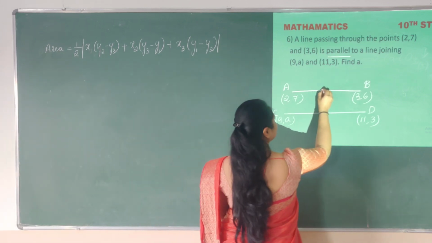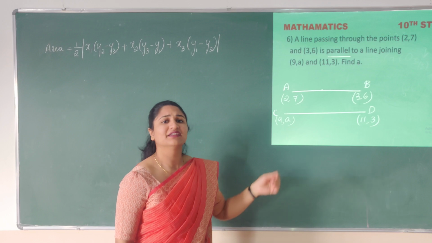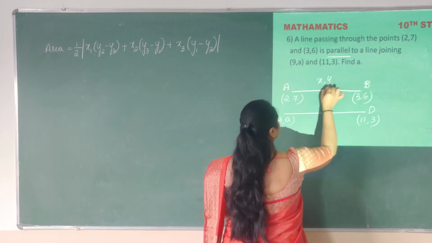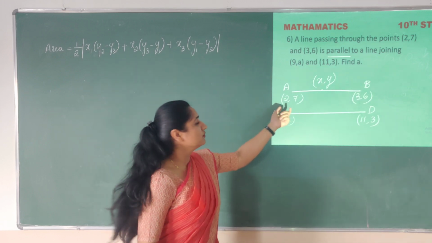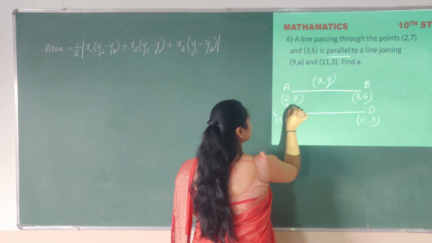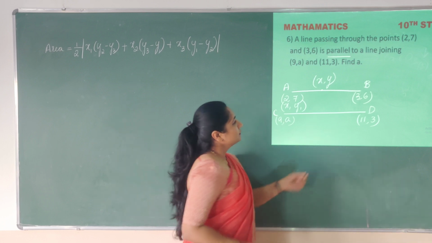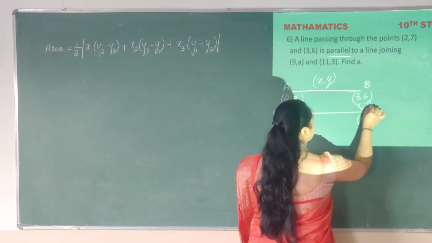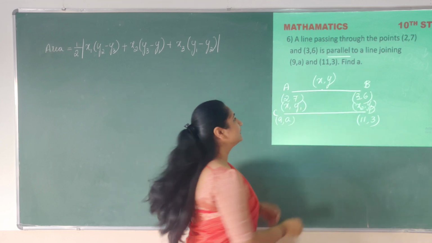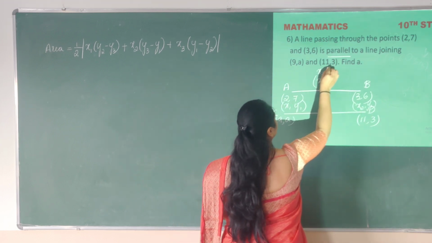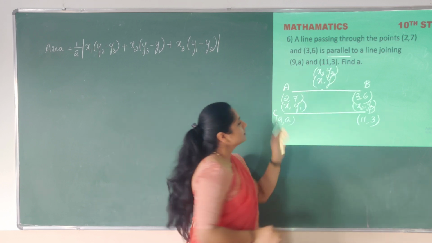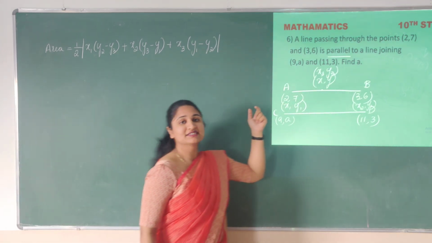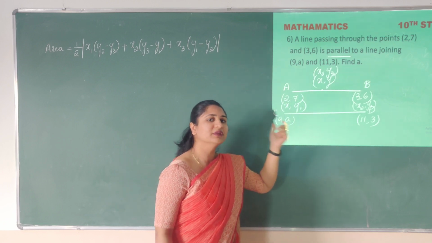So first we'll find the equation of the line AB. Let us take another point somewhere on the line. So we'll take an arbitrary point (x, y). Let us take (2, 7) as (x1, y1), and we'll take (3, 6) as (x2, y2). And let this arbitrary point be (x3, y3). So we'll substitute these in the formula. Since all these three points are collinear, the area of the triangle will become 0.